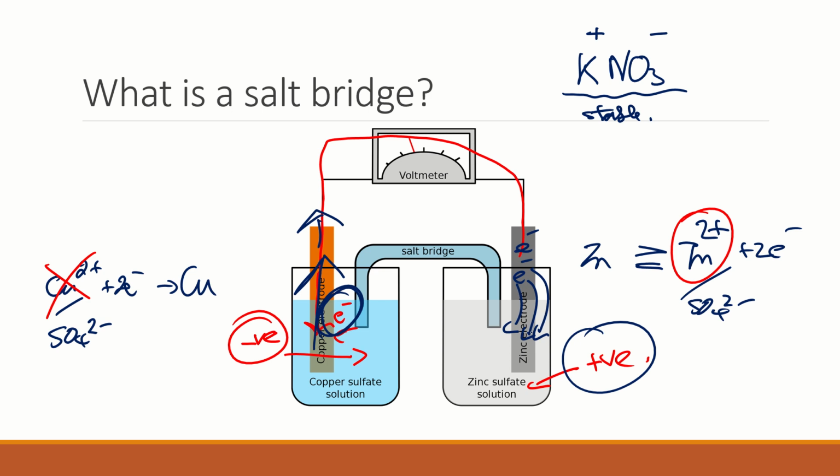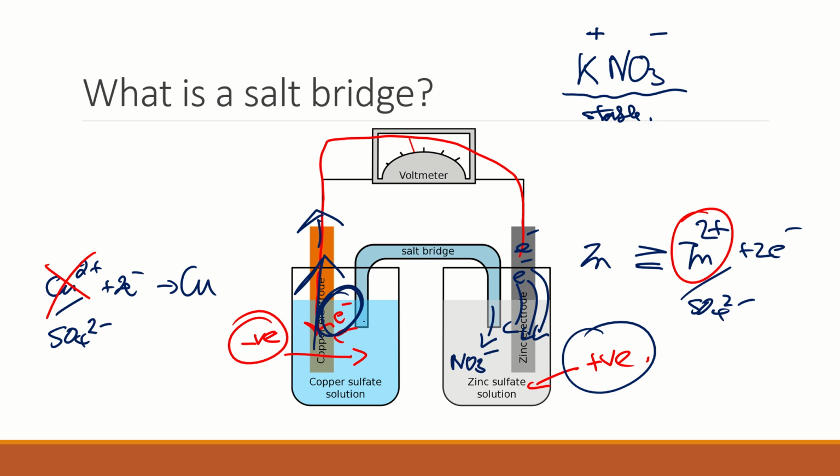So how do we get over that? Well, this one becomes net positive. So from the salt bridge, my nitrate ions will gradually make their way in. That neutralizes the overall electrical charge in that half cell, therefore preventing what I've just spoken about. The opposite happens over here.